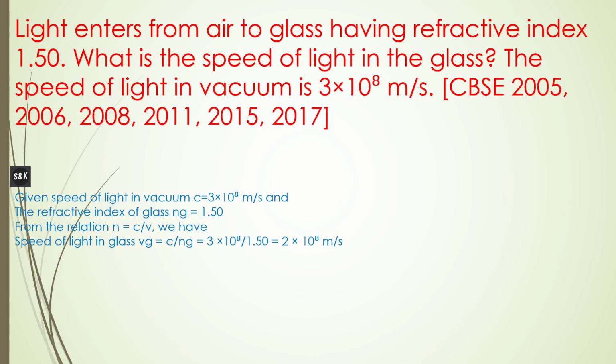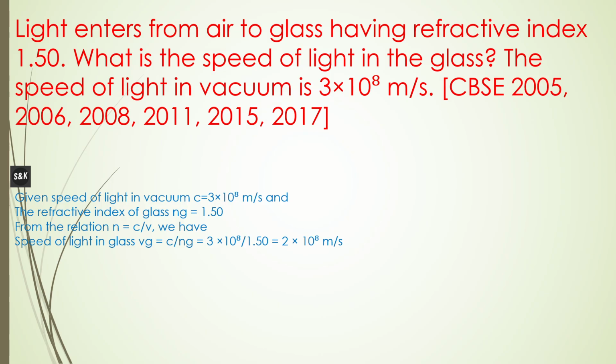Light enters from air to glass having refractive index 1.50. What is the speed of light in the glass? The speed of light in vacuum is 3 into 10 power 8 meter per second. So we have given the speed of light in vacuum, which is equal to 3 into 10 power 8 meter per second, and the refractive index of glass equals 1.50.